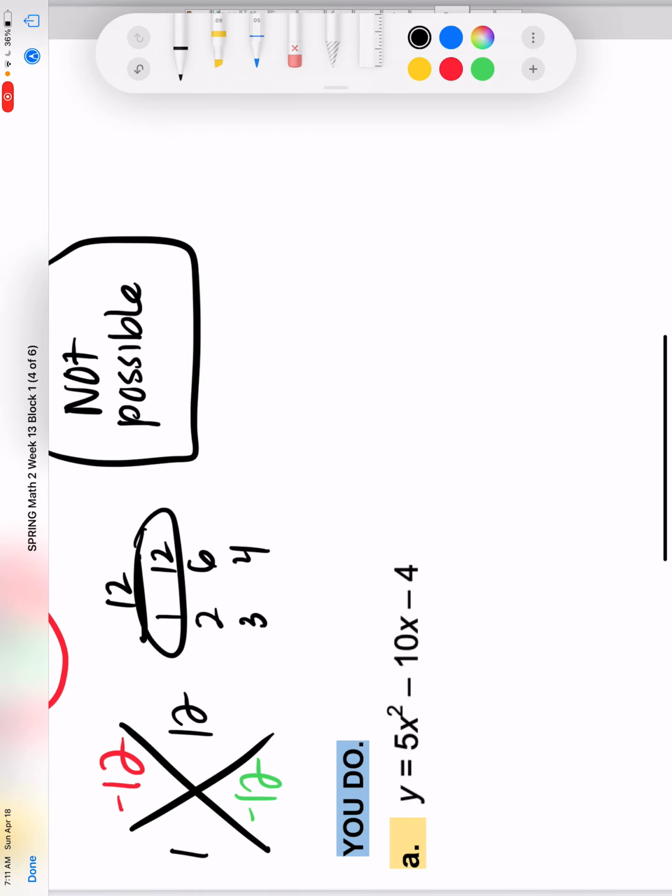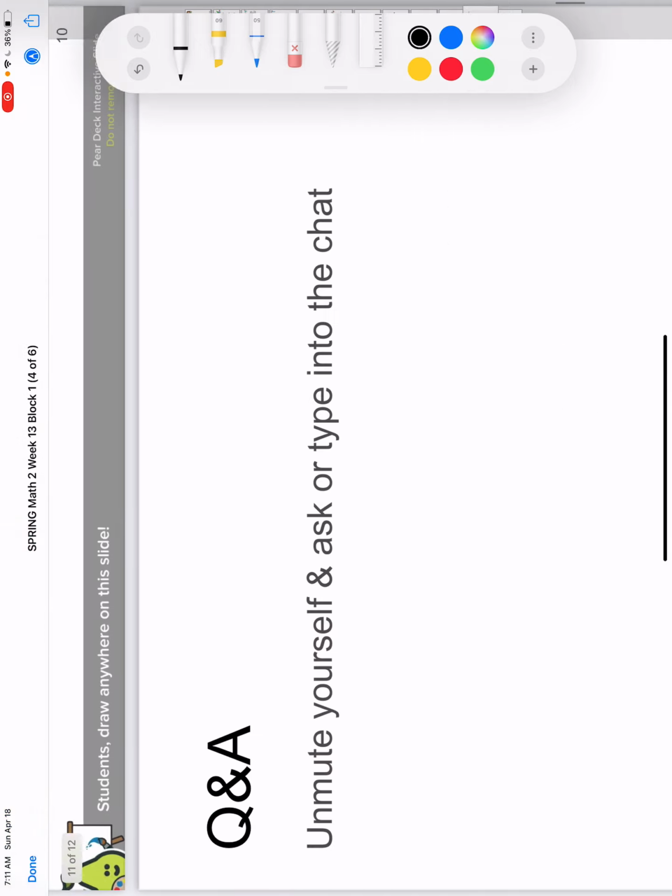You're going to try the same thing for A. Okay, so again, you have an A value that's bigger than 1. It's 5. You're going to use your X method to see if you can factor this and then use the factors to solve. Okay, so go ahead and finish this one up.